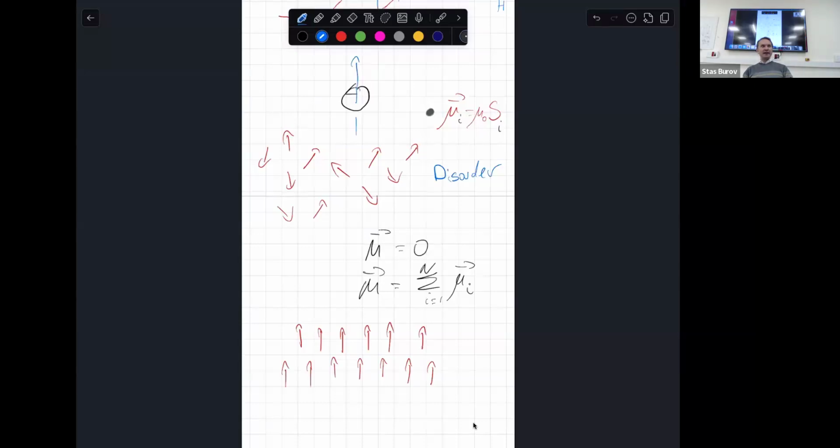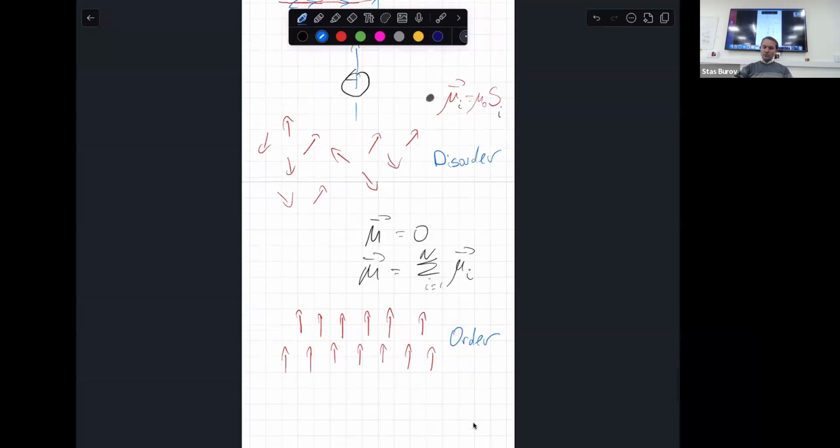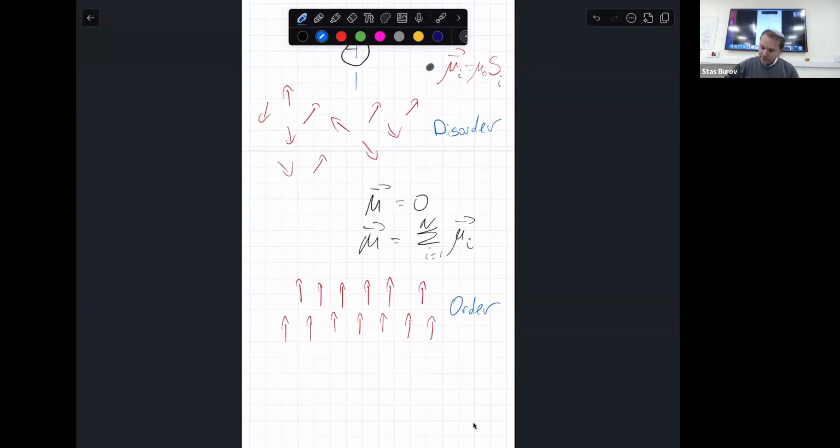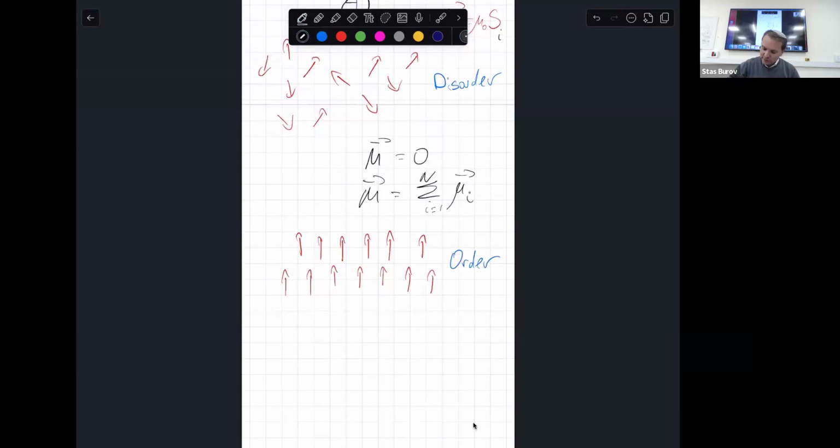Non-zero self-magnetic field moment equals order. So somehow, the transition that we observed, this is T, this is M. What we see is something that goes like this, then can go like this, is a transition between disorder to order.